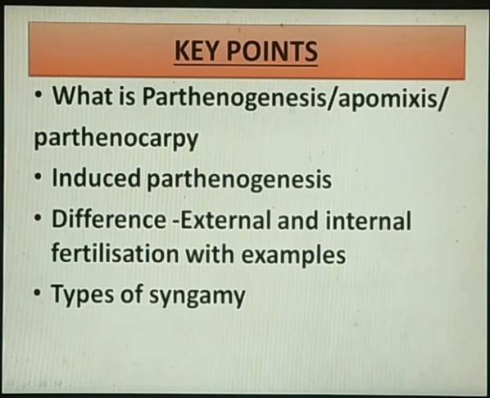So the key points we should remember here are parthenogenesis, apomixis, parthenocarpy, the difference between the three, and the examples. Also we should know what we mean by induced parthenogenesis and the difference between external and internal fertilization with examples. We should also know about the types of syngamy based on the species.